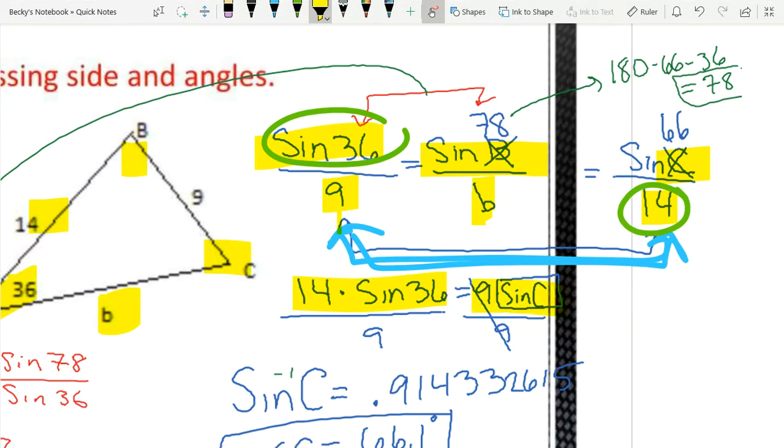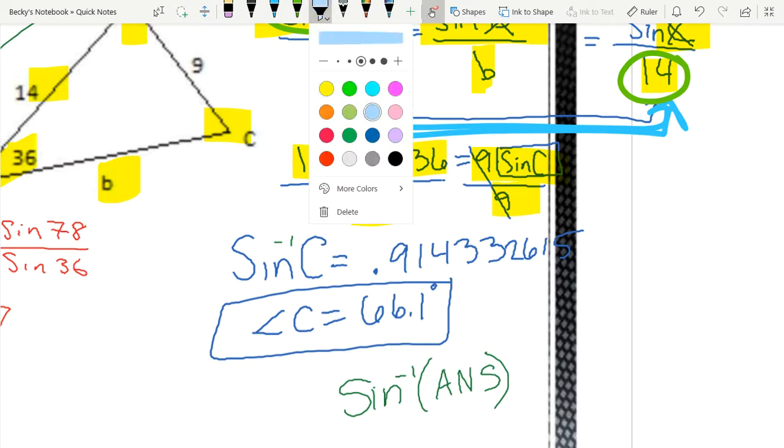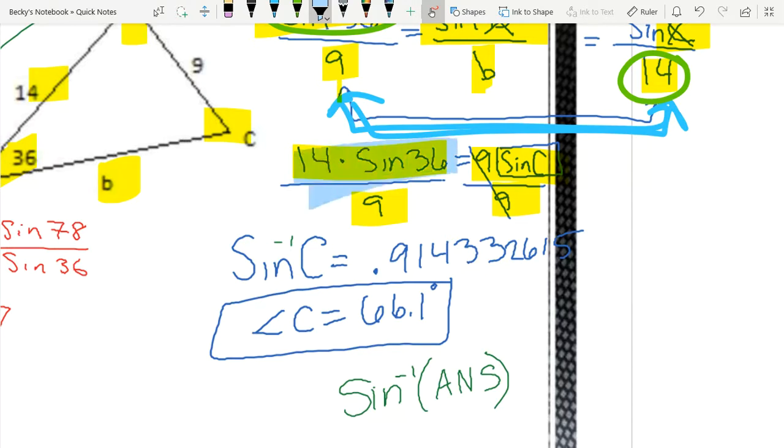Now I don't know the C. So I have to divide by 9. So when I divide by 9, I'm left with that sine C. I don't know it. I have to find it. So when I divide all of this stuff, I get 0.91433265. I get all of that.